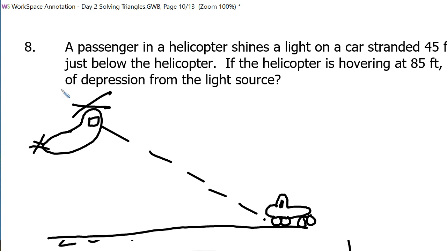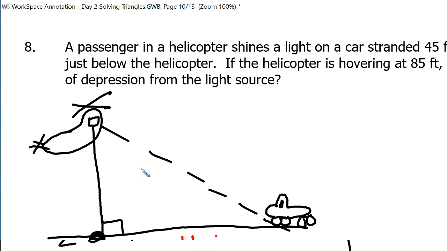And here, what would this be called? We're talking about a point directly below the helicopter. So now I have a right triangle. Now label the values that they gave us in the problem. It says that the car is 45 feet from a point just below the helicopter. So here's the point just below the helicopter, and that car is 45 feet from it.